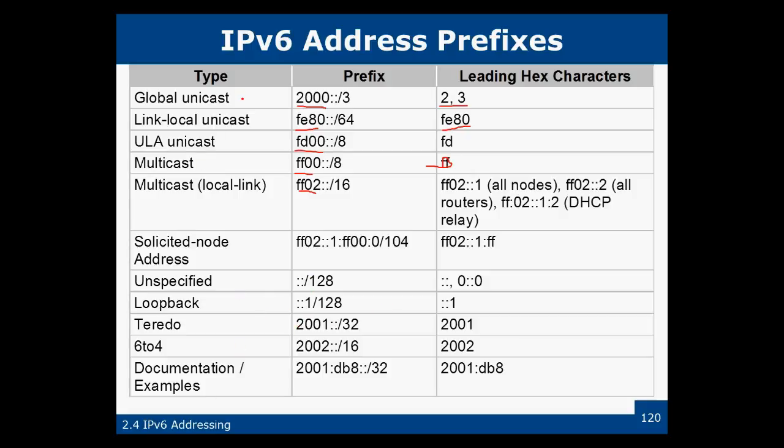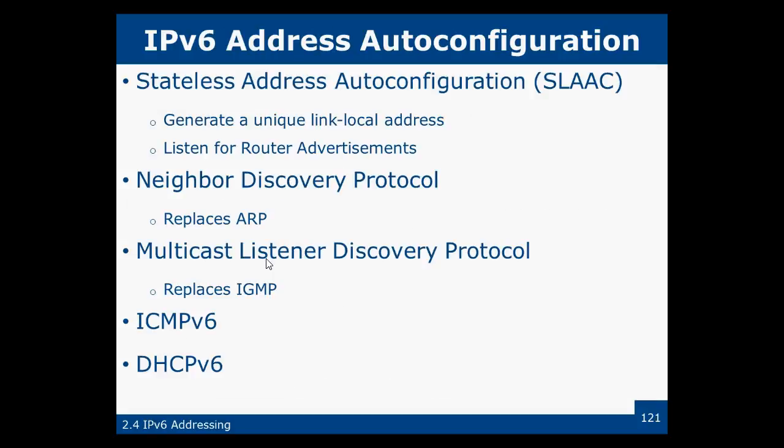I think that the ones that are most likely a big deal would be the global unicast, the link local unicast, and the multicast, because those are the things that are going to be used most often.